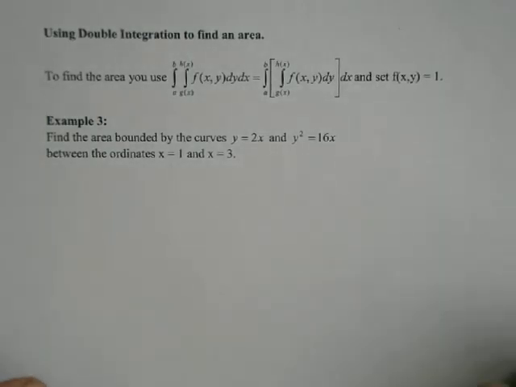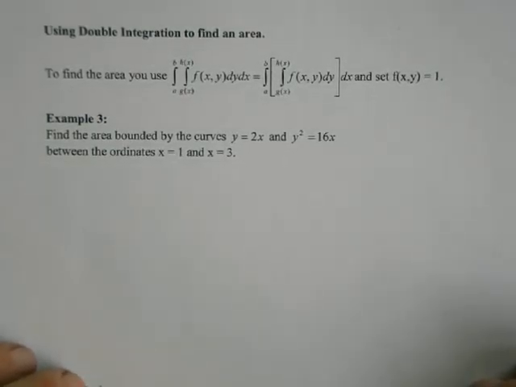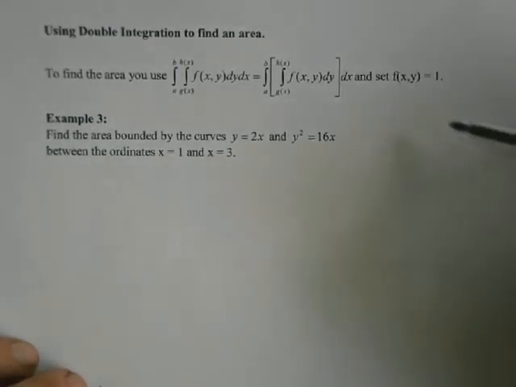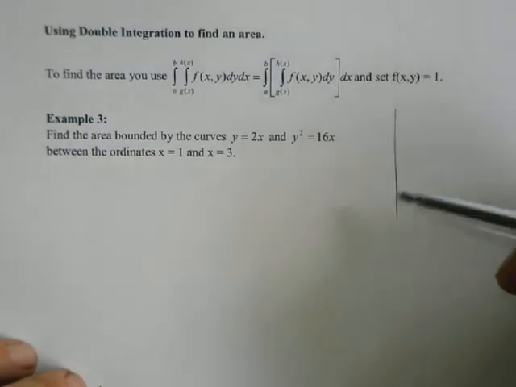Okay, and we're now going to have a go at using double integration to find an area, which is actually relatively simple because we've talked about it being the volume underneath our surface. So if we just make our surface a flat surface of height 1, then the volume will be equal to the area.